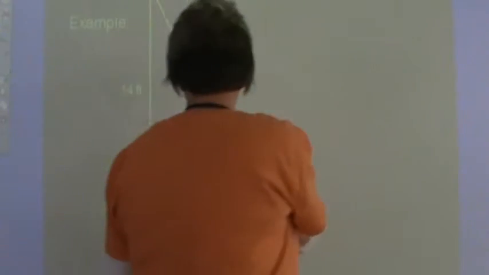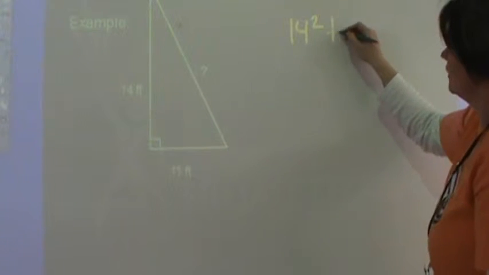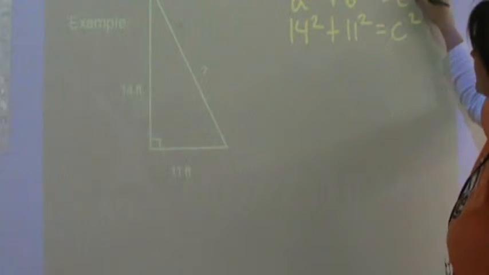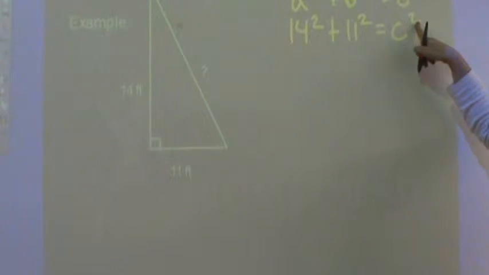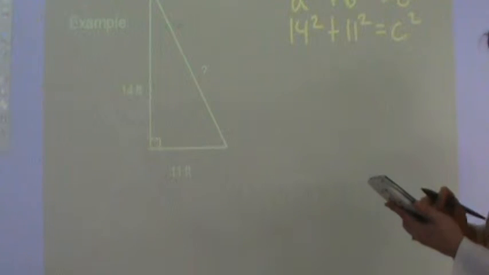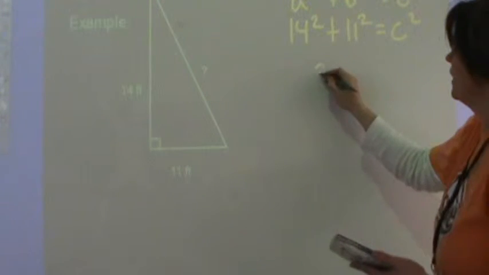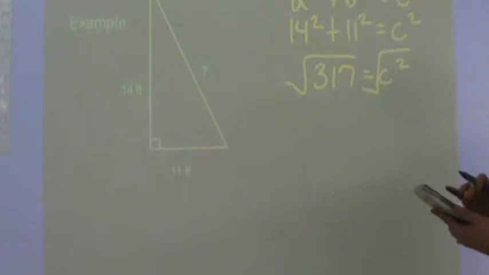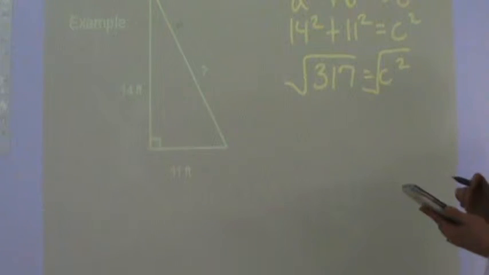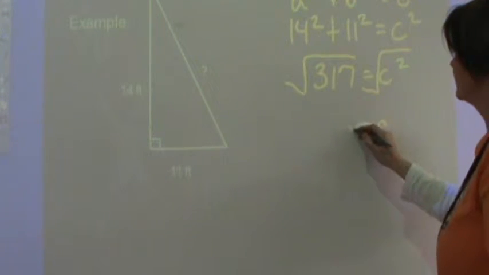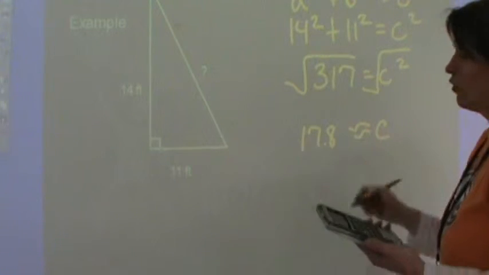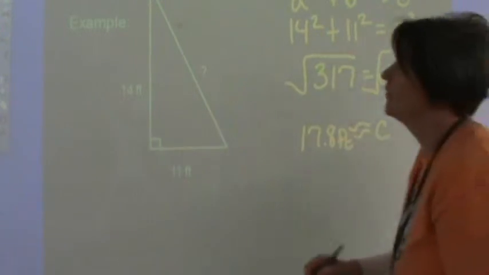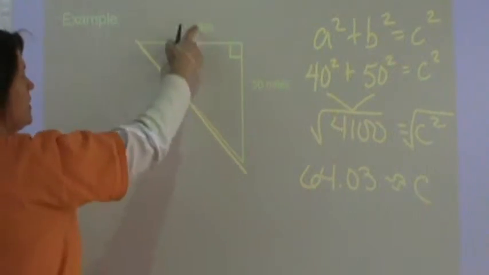Here's another one. We have legs that are 14 feet and 11 feet. So I go 14 squared plus 11 squared. If I sub in for my legs, we want to know what c is again. So 14 squared plus 11 squared gets me 317. Then I square root both sides, and I get about 17.8. It was 17.804, so I'm going to round that to 17.8, and that would be feet. I forgot a label on that last one. The last one would be miles.